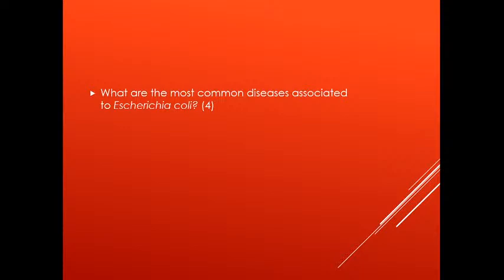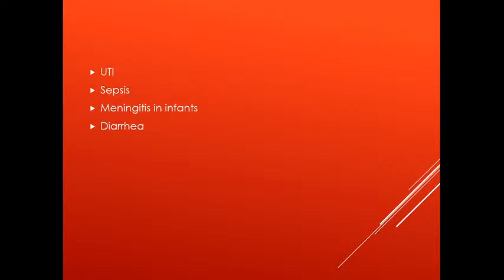Of course, when we talk about diarrhea, the most important gram-negative organism that you gotta talk about is E. coli. What is being tested in the water is not other microorganisms that belong in the family Enterobacteriaceae. It's actually just Escherichia coli, hence the term coliform bacteria. So don't forget those four most common diseases: UTI, sepsis, meningitis in infants, and diarrhea.